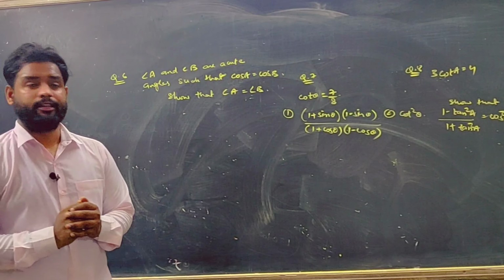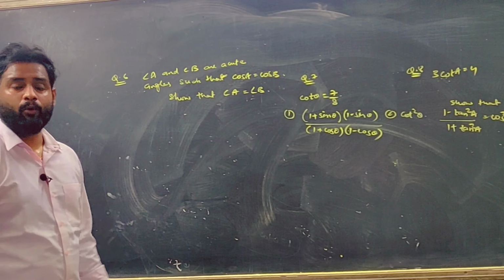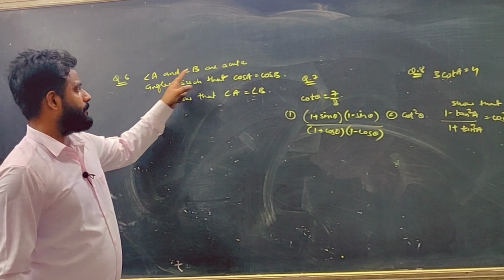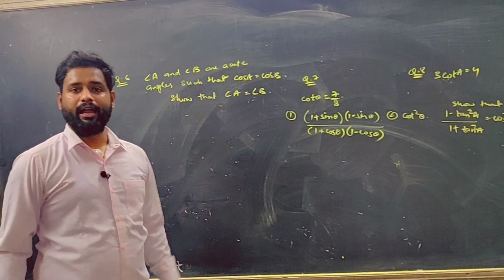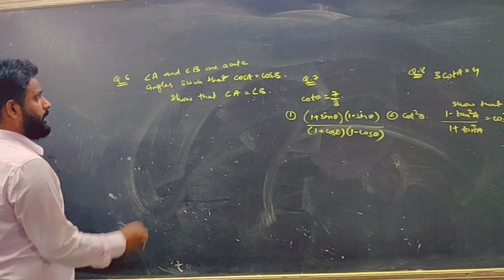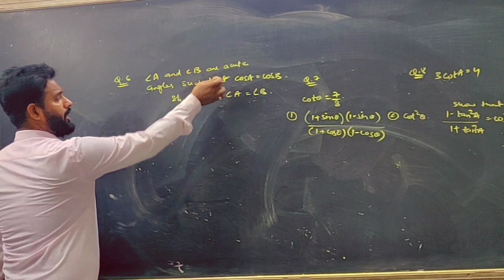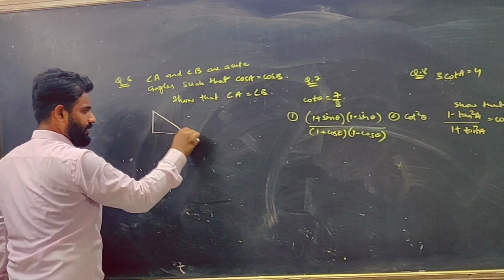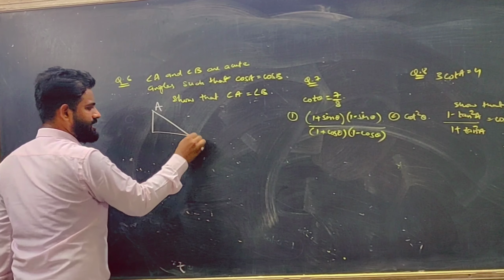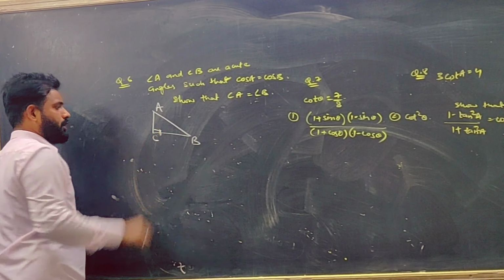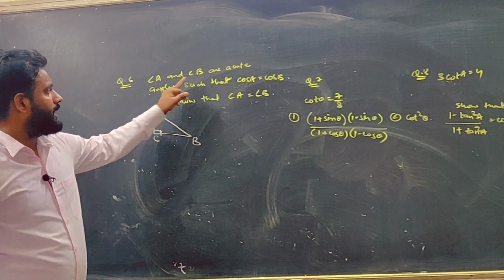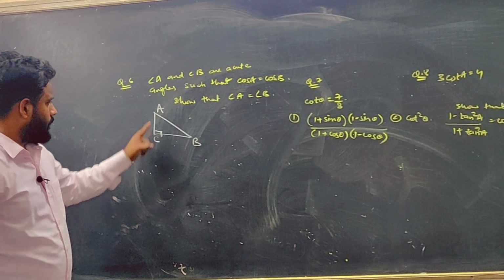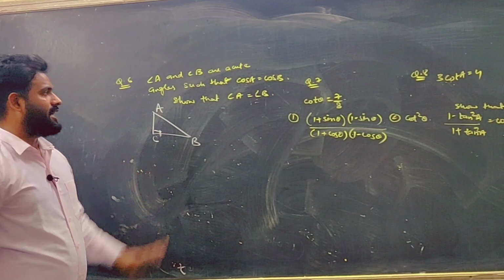So students, moving further, let us solve question number 6, and what it is saying is that if angle A and angle B are acute angles such that cos A equal to cos B, show that angle A equal to angle B. Now if angle A and angle B are acute angles, I can make a triangle with A, B and C. If I make my angle C as 90, automatically A and B are going to be acute angles.